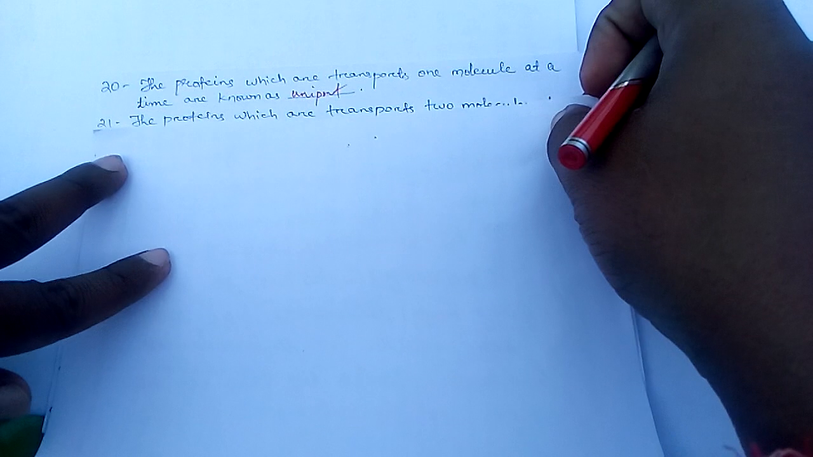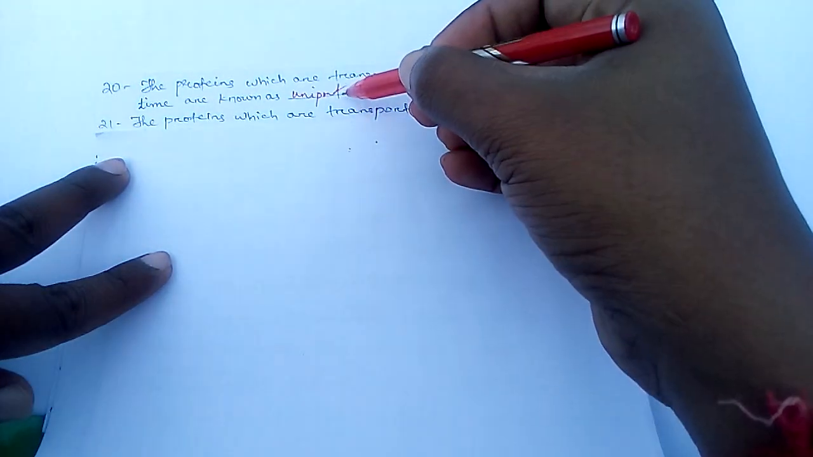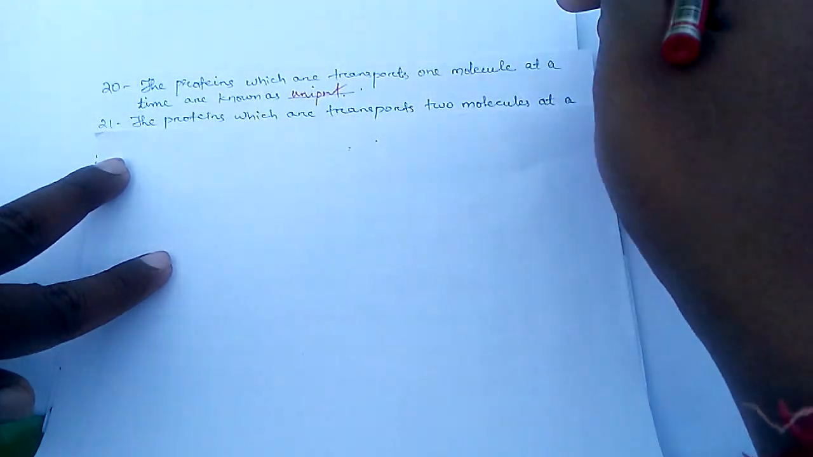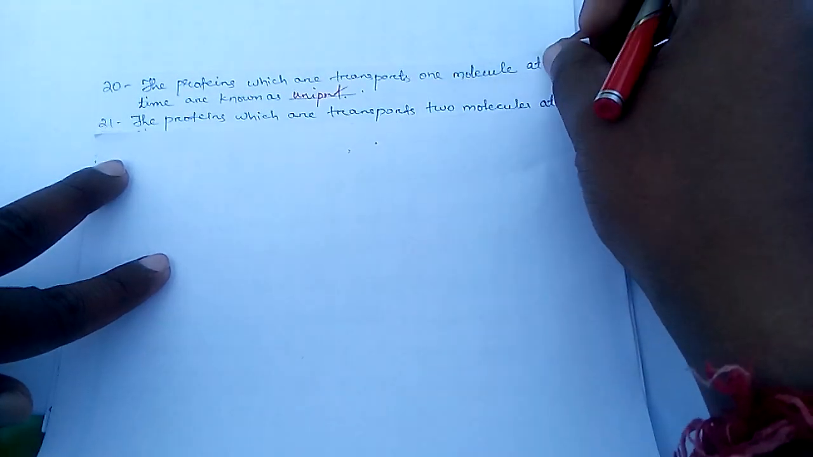We discussed uniport, antiport, symport, etc., coport. There are generally two types of proteins. One is uniport, another is coport. Coports are generally of two types: antiport, symport, etc. So the correct answer is that the protein which transports one molecule at a time is known as uniport.